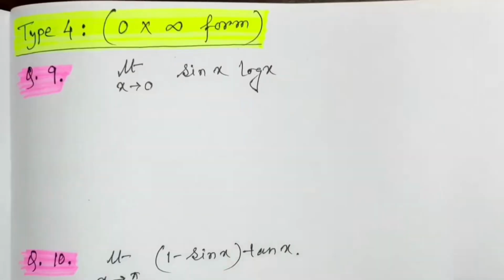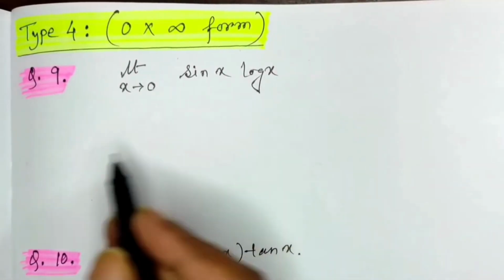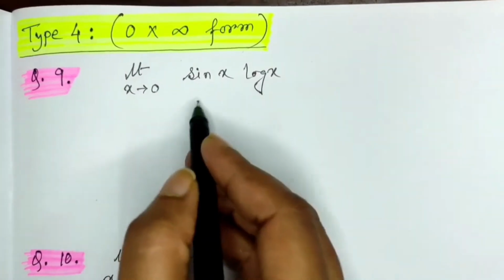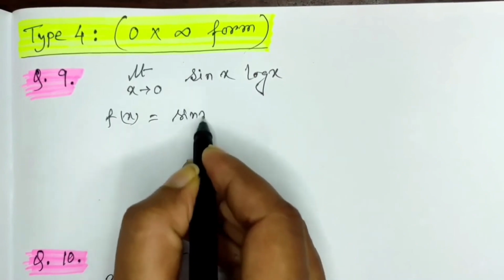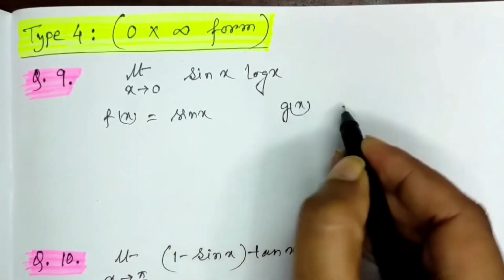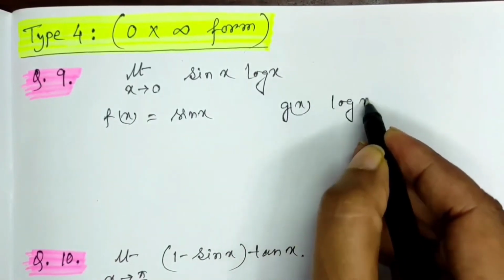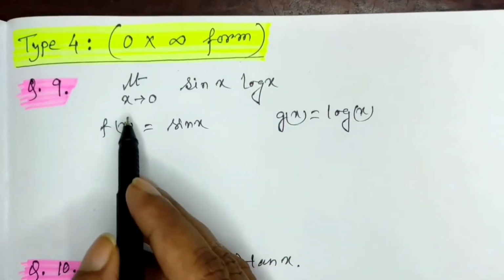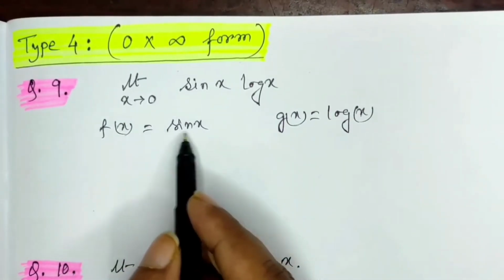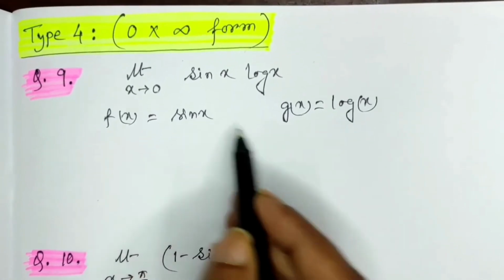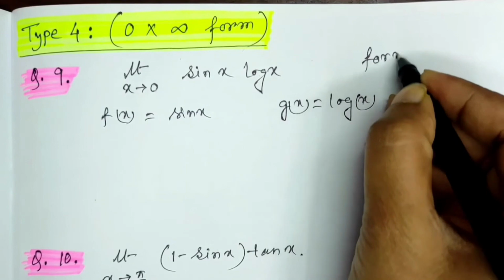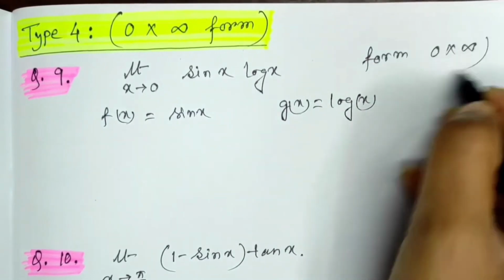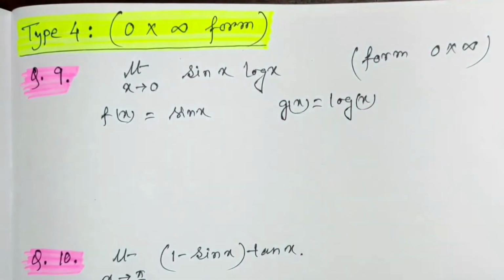Now if your function is in the form sin x log x, so here you just have a look, two functions are again given here. So f(x) we consider is sin x, and g(x) we consider as log x, so that here if we substitute x tends to 0, then sin 0 is 0, but log 0 is infinity. So it is in the form of 0 into infinity. So this is also an indeterminate form.